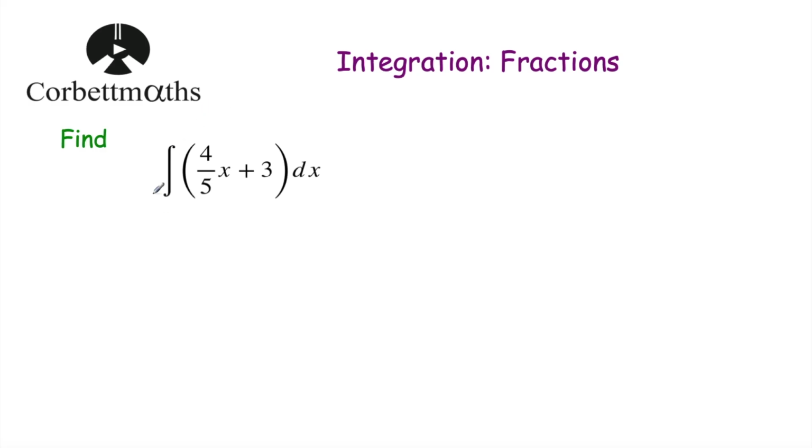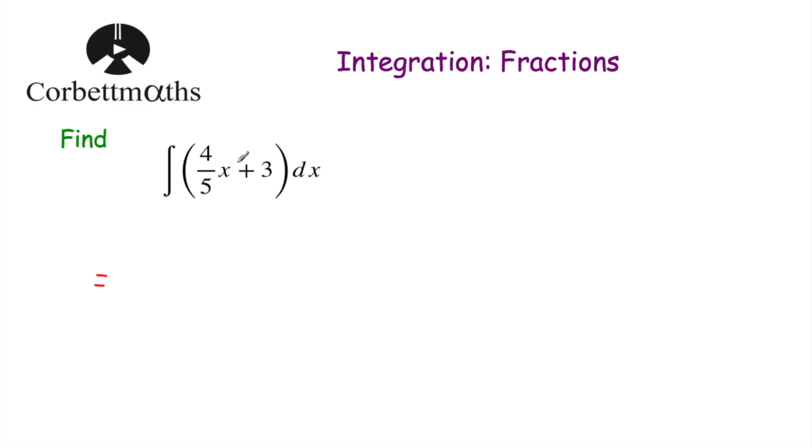So this time we've been asked to integrate 4/5 x plus 3 with respect to x. So here we're going to be integrating each of these separately. We're going to integrate the 4/5 x, and we're also going to integrate the 3. So let's start off by integrating the 4/5 x. So we've got 4/5 x.